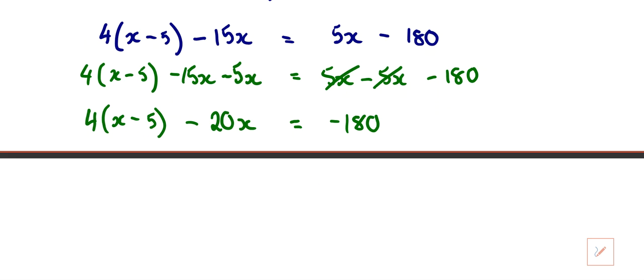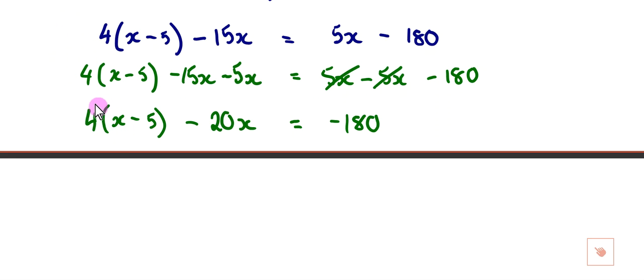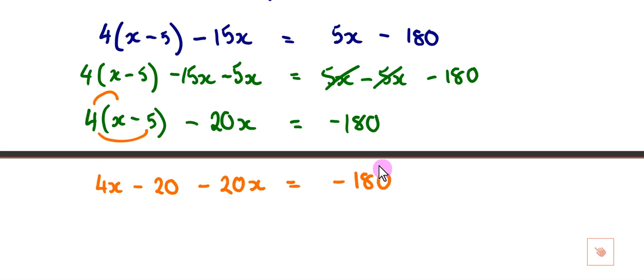How about we do an expansion of these brackets? Then we've got 4x minus 20 minus 20x equals minus 180. So I've expanded it. Why did I expand those brackets? So then you can combine the 4x. What's it called correctly?